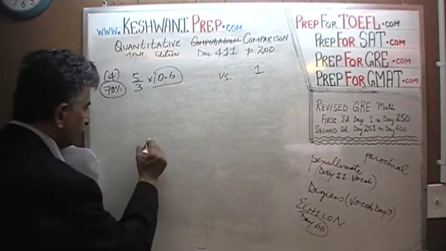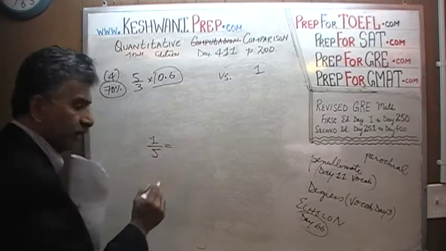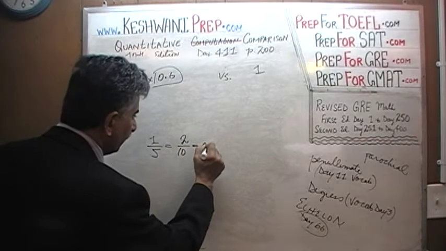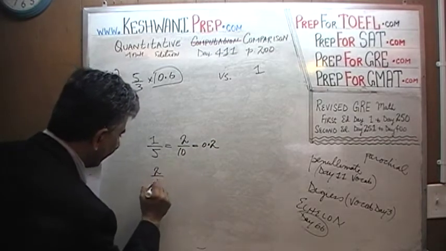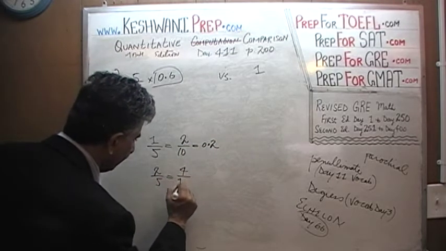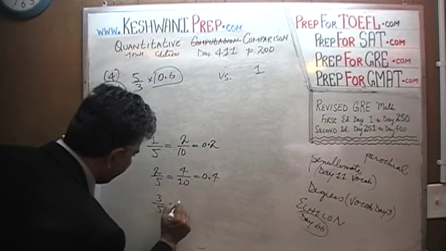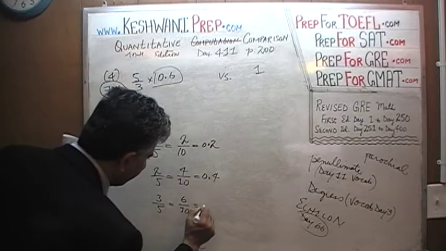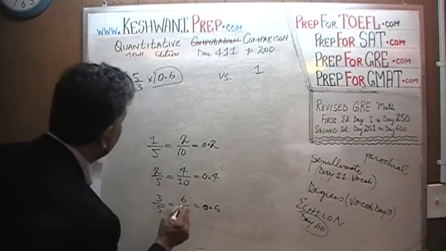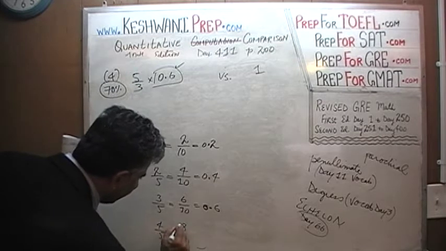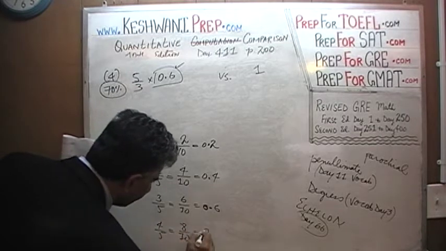I'm just going to quickly go over all of them. For example, 1/5, we have to realize, is the same as 2 over 10, which is 0.2. 2/5, of course, is the same as 4 over 10, which is 0.4. And 3 over 5 is the same as 6 over 10, which is 0.6, which is what we have here. And finally, 4 over 5 is the same as 8/10, which is 0.8.